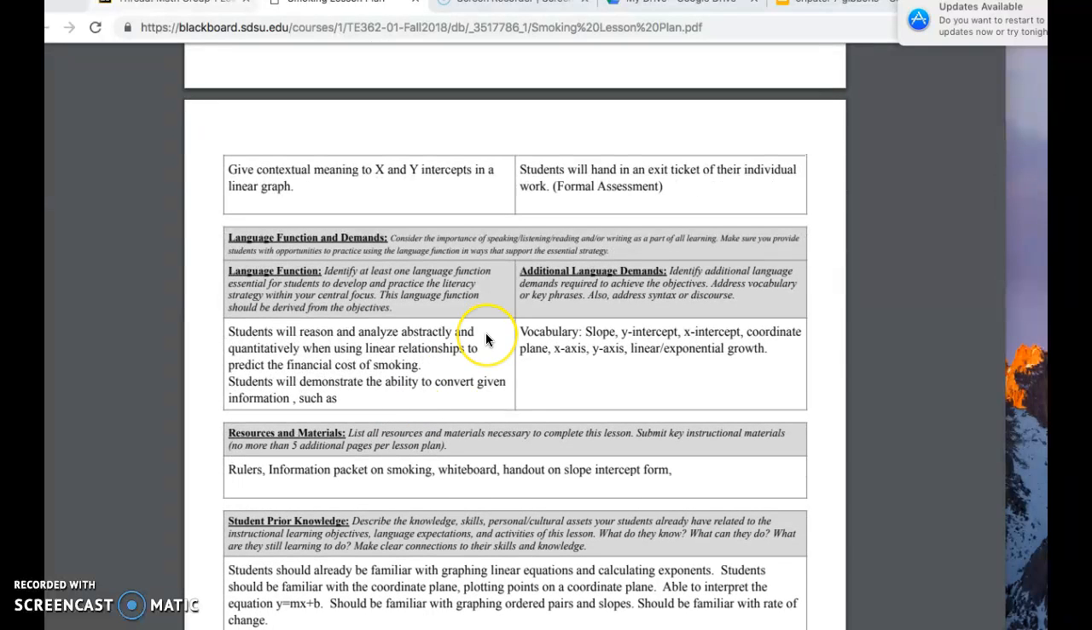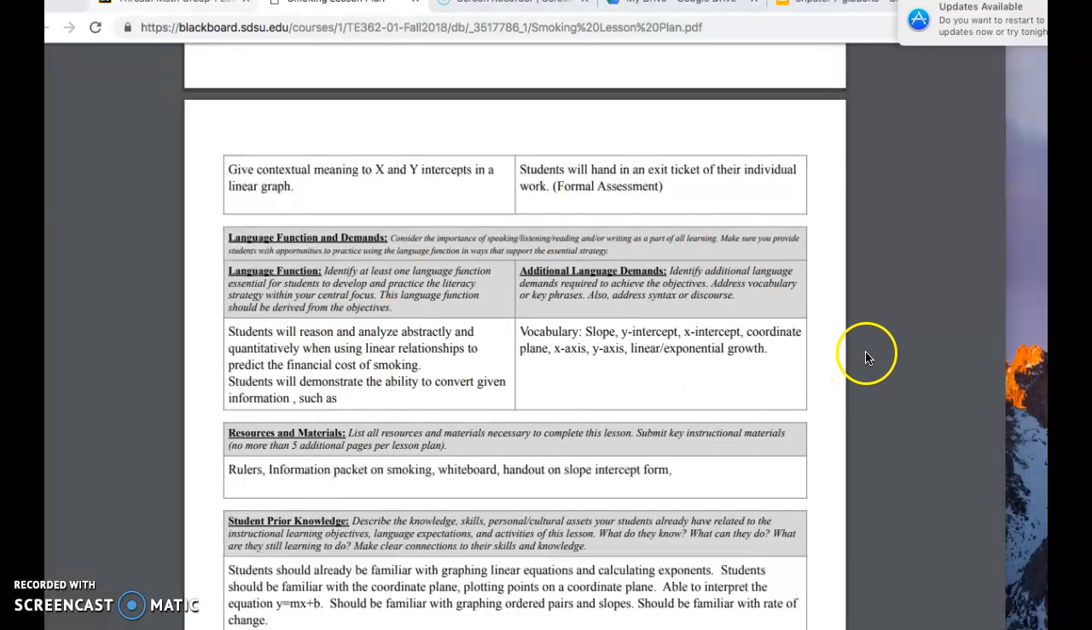For this lesson, they need to be able to reason and analyze abstractly and quantitatively when using linear relations to predict the financial cost of smoking. What that means is, abstractly means to kind of create a graph without understanding the idea of linear relationships, and quantitatively is knowing the formula and plotting the y equals mx plus b on the graph.